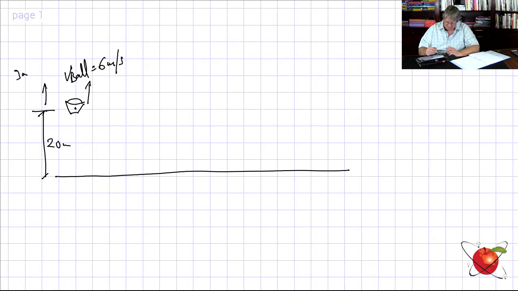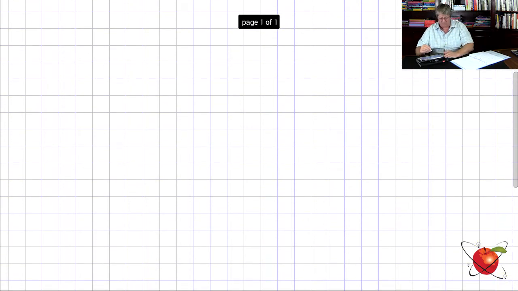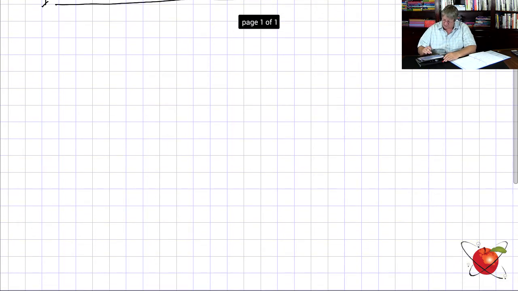Right, so now when the ball and the basket pass each other, the basket keeps on going at 3 meters per second up. What does the ball do? Let's first of all just have a look at the ball, shall we? I like to split the motion into two sections.